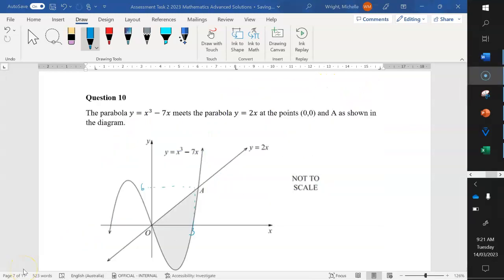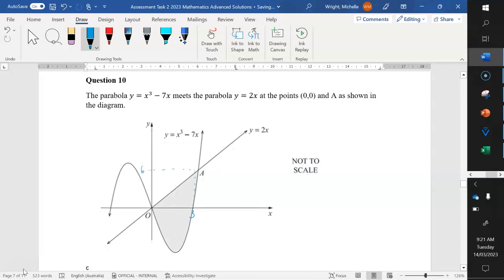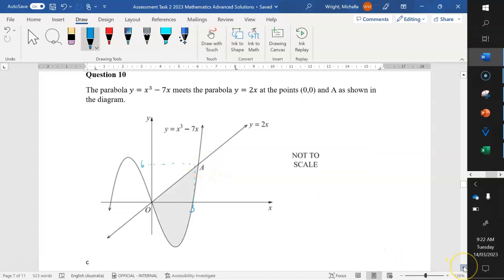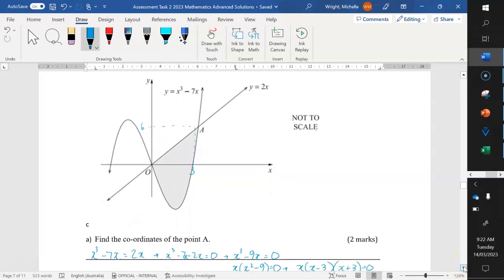Okay, let's scroll down and have a look at question 10. Question 10 says the parabola y equals x cubed minus 7x, which we know is this cubic line here, meets the parabola y equals 2x, which is our straight line, at the points 0, 0 and A as shown in the diagram. Okay, this one was one that was given to you as the question aided task, and it wants us to find the coordinates of point A.